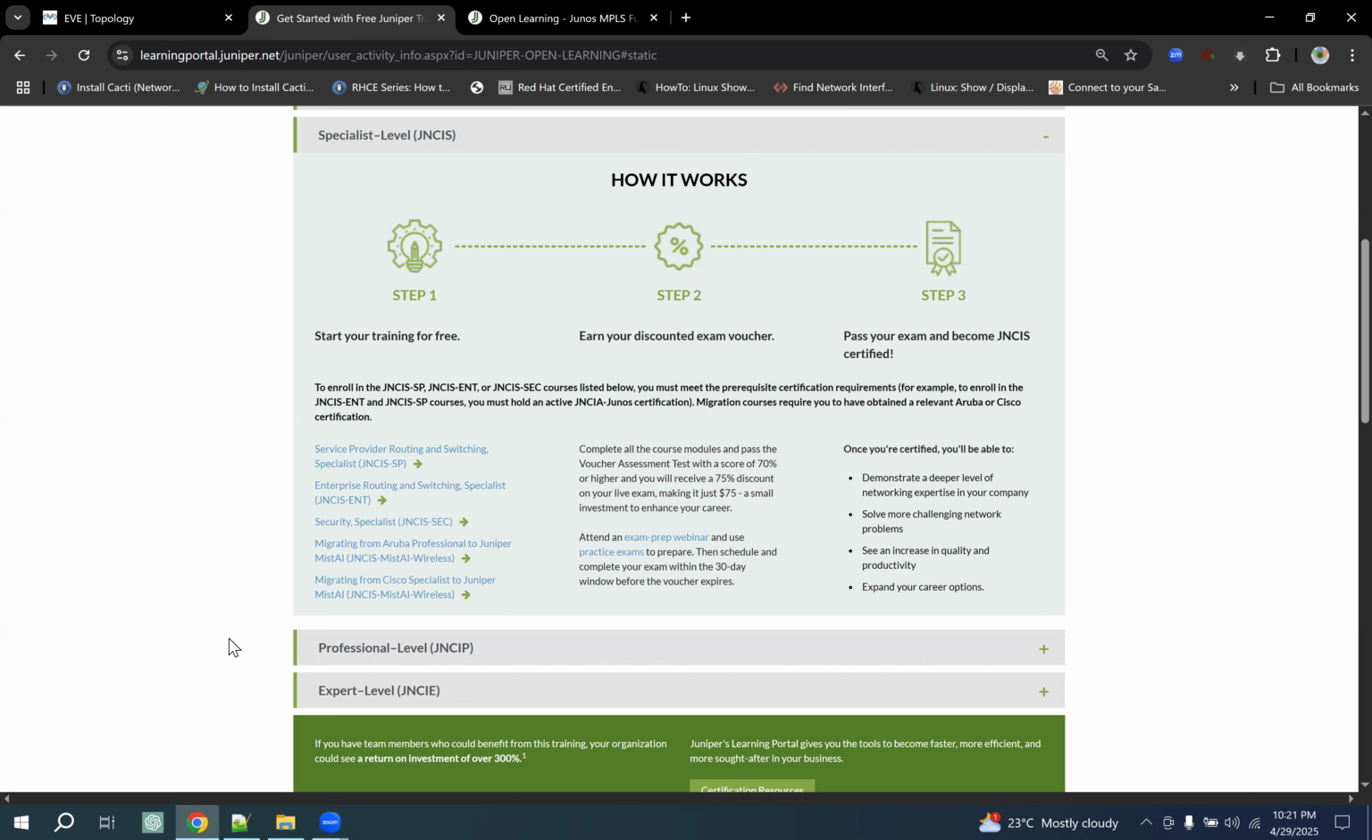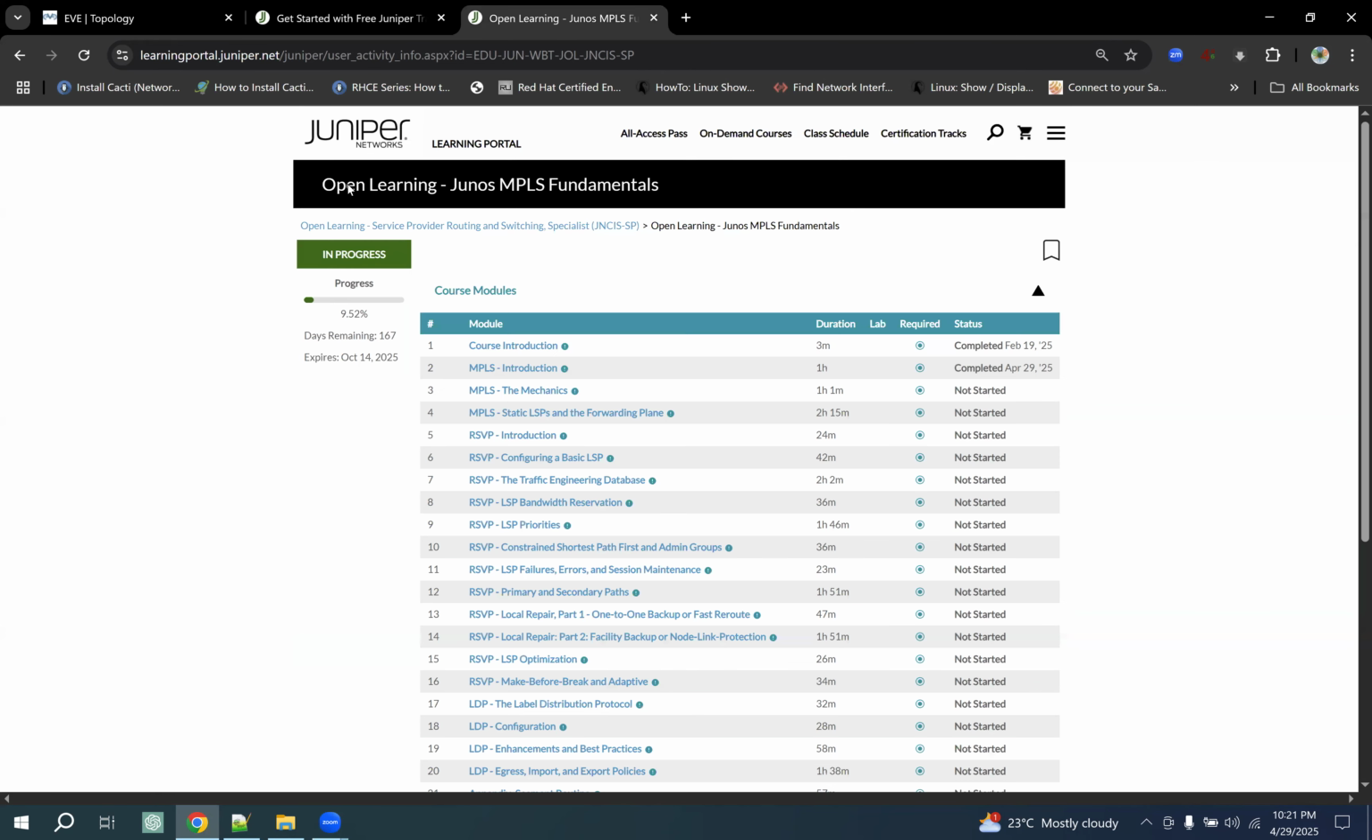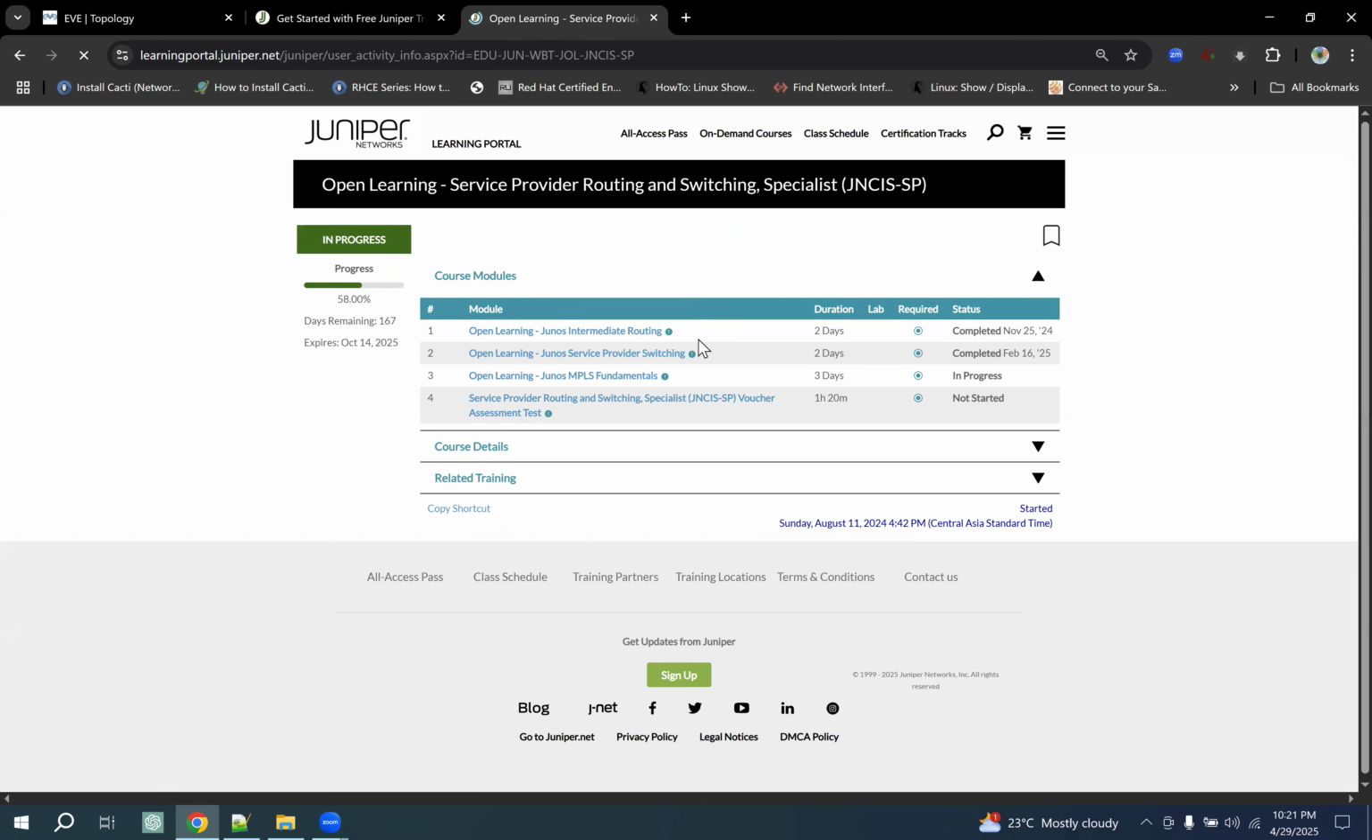We are discussing the Juniper certification program, specialist level JNCIS. Our course is Service Provider Routing and Switching, JNCIS-SP, which has three modules: one is routing, the second is switching, and the third is MPLS. We have already done the routing section and the switching section.